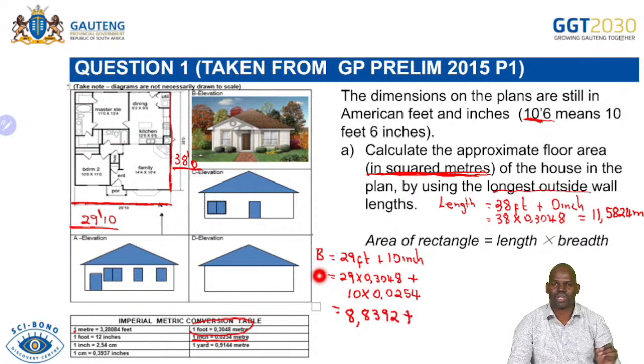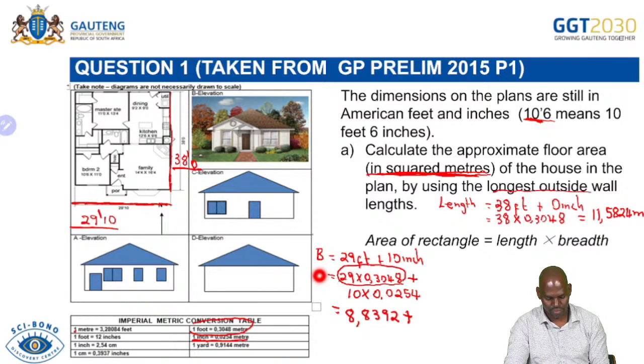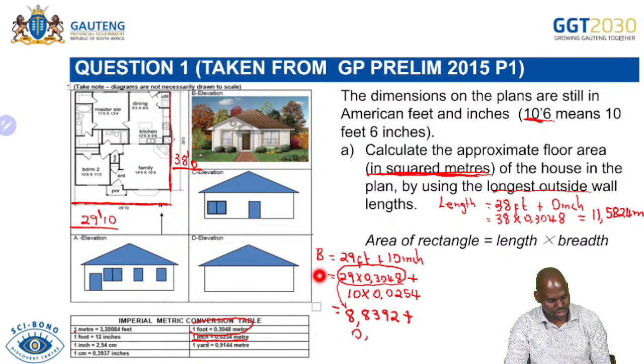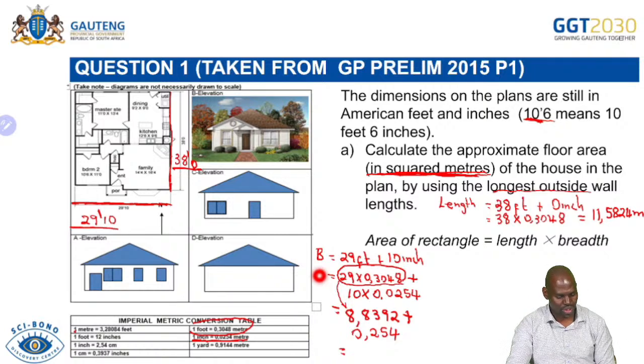8.8392. Remember, boys and girls, we are not supposed to round off until we get to the final answer. 8.8392, that is if we multiply these two. Okay, and then the next one is 10 multiplied by 0.0254. So this one is plus 0.254. So our breadth will be 0.254 plus 8.8392.